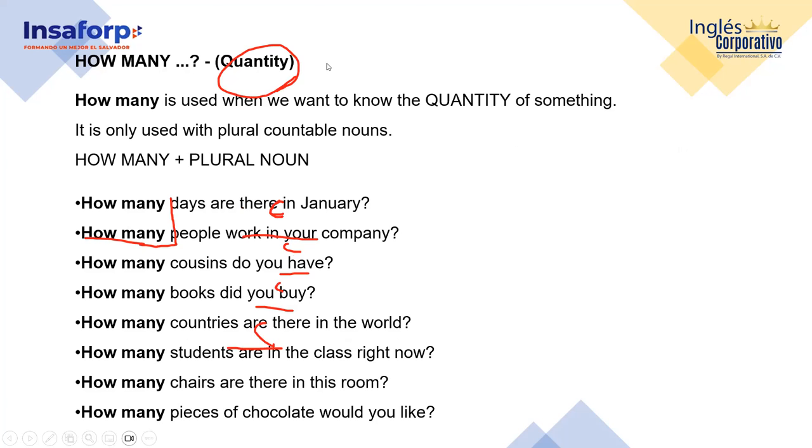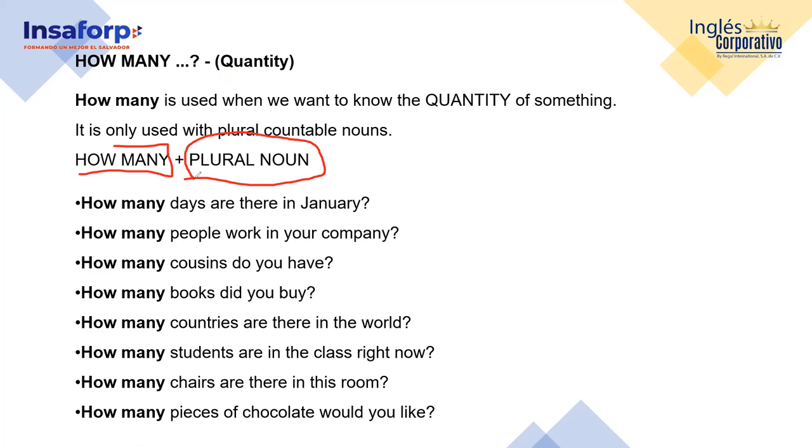And here we have the how many. With how many, the same as how much we have here. How many, and then we need to have a plural noun, but in this case, they have to be countable. And that is the reason why I have: how many days? How many people? How many cousins? How many books? How many countries? How many students? How many chairs? How many pieces?